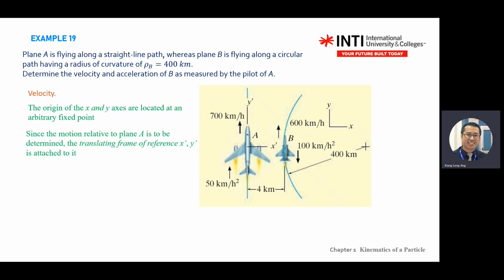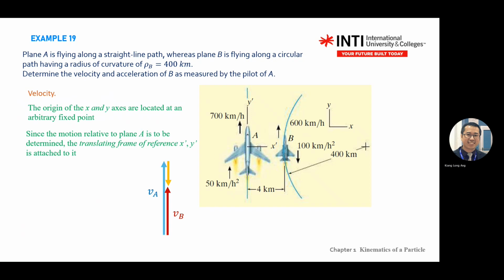Before you solve velocity, pay attention to the axes. Where is the origin? In this case, on the diagram, you see X and Y. And relative motion is referring to object A, so on the diagram you see X prime, Y prime. There are two vectors, vector A and vector B. Vector A is more than vector B. So vector A is 700, vector B is 600, so the length of the vectors will be different.